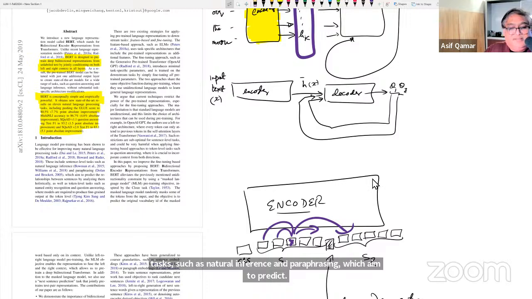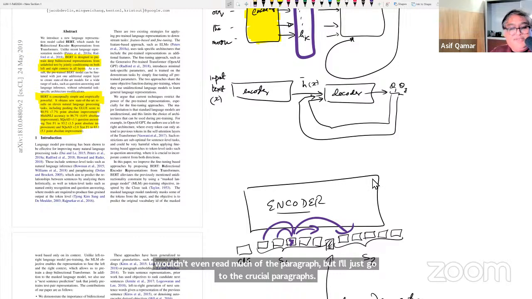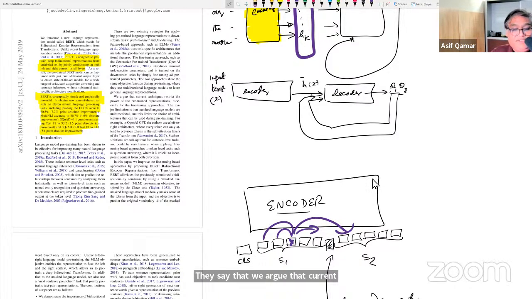I won't even read much of the paragraph, but I'll just go to the crucial paragraphs. They say that we argue that current techniques restrict the power of pre-trained representations, especially for fine-tuning approaches. So what they're basically saying is that it's not a good idea for many, many things. In particular, they talk of OpenAI's GPT, the original GPT, which they say for many of these kinds of tasks that are based on good representations of text, those things don't do well.